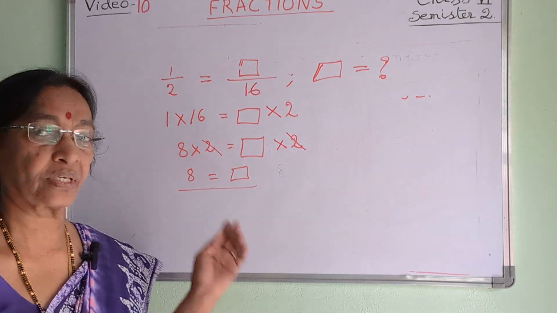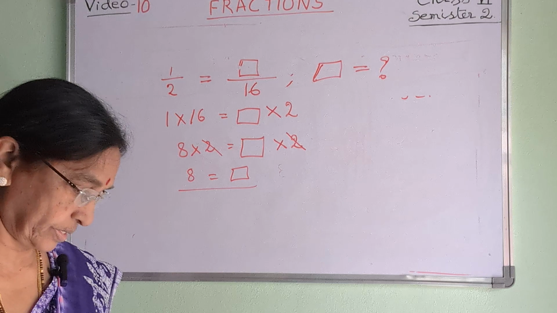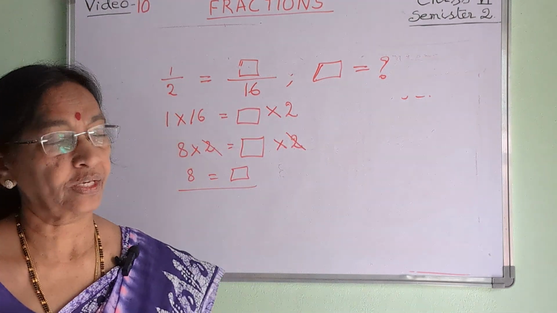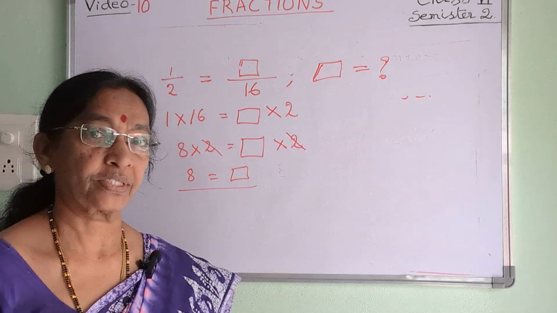Thus we can use this cross product rule to find the missing number in a fraction. So we will continue in the next class. Meanwhile, you go through this class once again and watch the next reel.